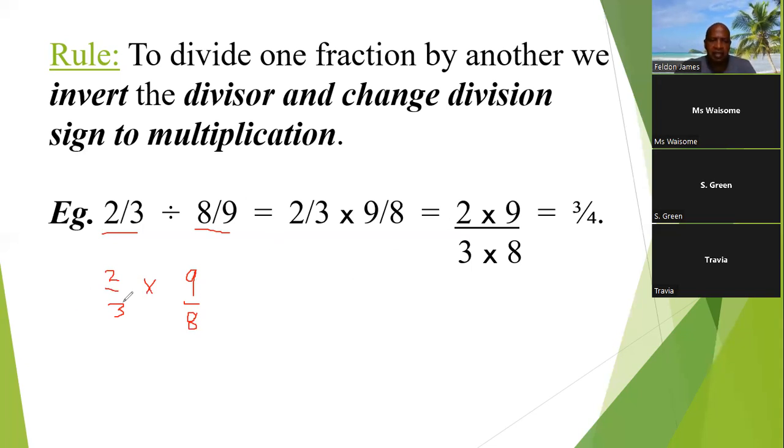So you can cancel this 3 with this 9, because 3 can go into itself 1 time and 3 into 9 goes 3 times, right? Now for the 8 and the 2, 2 can go into itself 1 time, 2 into 8 goes 4 times. Now what we have remaining in the numerators, we multiply them. So we have 1 times 3, we get back 3. And what we have remaining in the denominator, we multiply those together too. So we have 1 times 4, giving you 4. So our answer is just 3/4.